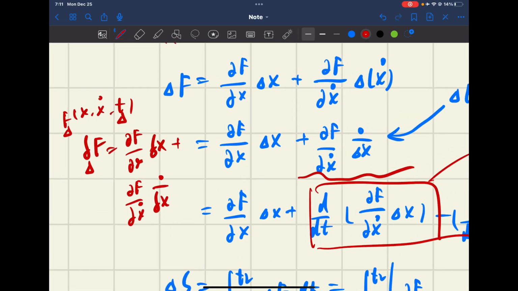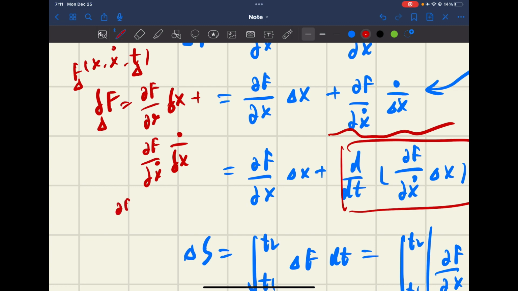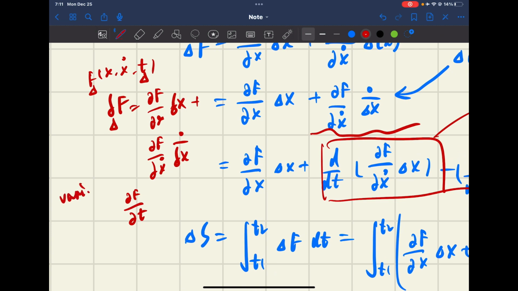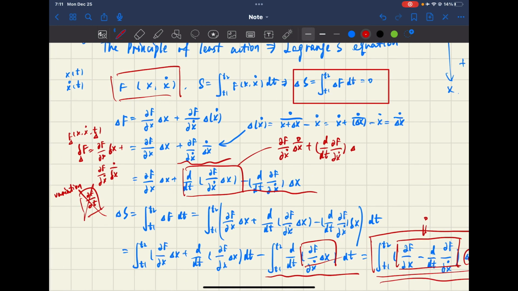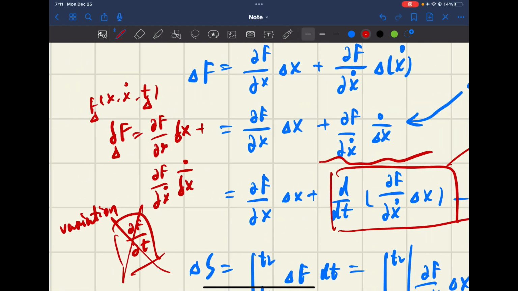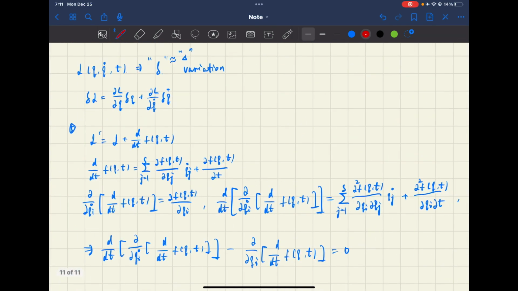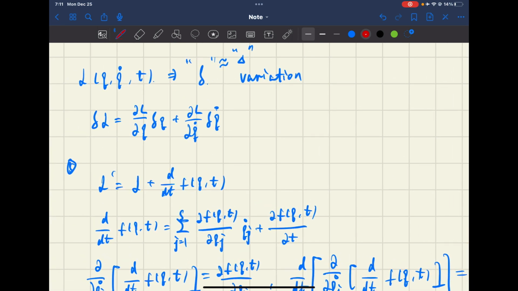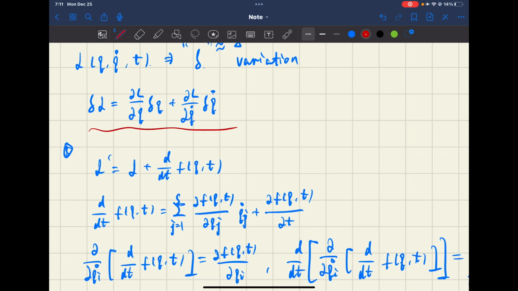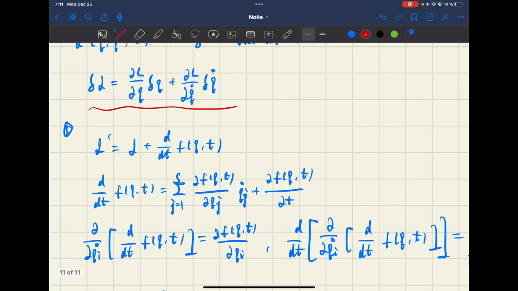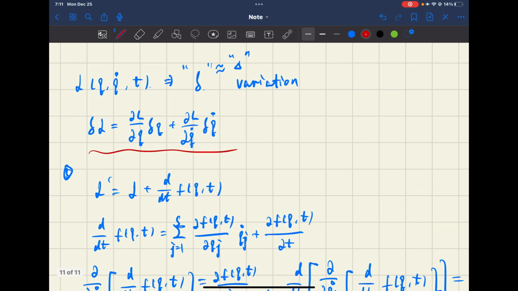We ignore this term, because when it comes to the variation method, this term is ignored. We don't consider the variation of time. We just consider the variation of the other elements, x and x dot. So that's what I mean. The others are the same, and in the end we can still get this Lagrange equation. We don't consider the change of time. So this is a special method that we use, called the variation method.